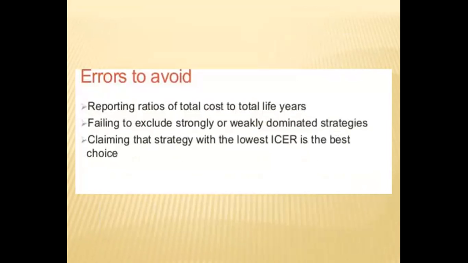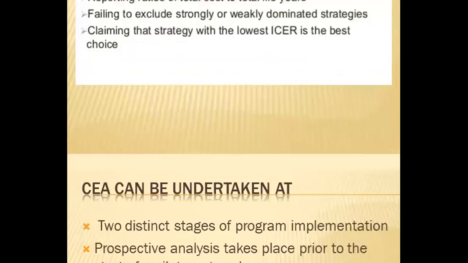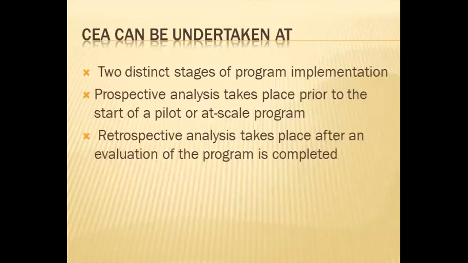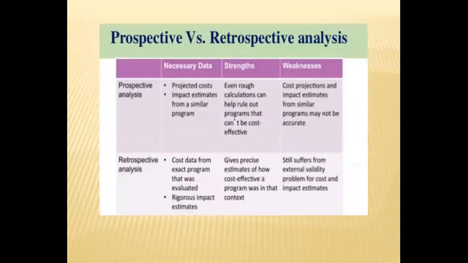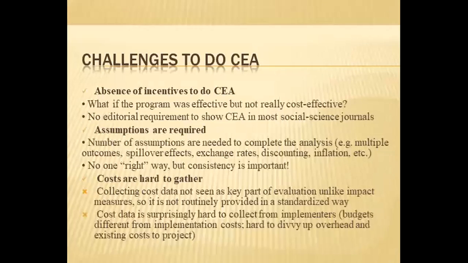Errors to avoid during cost effectiveness analysis: reporting ratios of total cost to total DALYs, failing to exclude strongly or weakly dominated strategies, and claiming that the strategy with the lowest ICER, incremental cost effectiveness ratio, is the best choice. CEA can be undertaken at two distinct stages of program implementation: prospective analysis that takes place prior to the start of a pilot or at-scale program, or retrospective analysis that takes place after an evaluation of the program is completed. Therefore, prospective analysis or retrospective analysis at two levels.